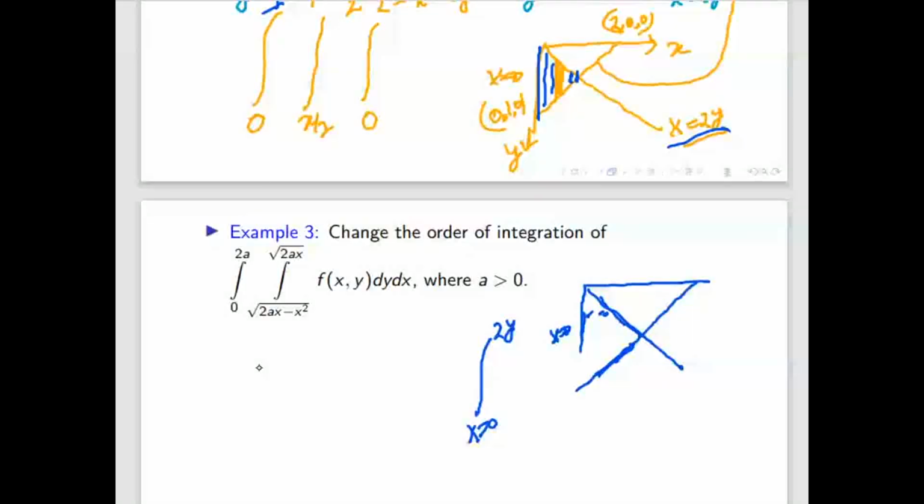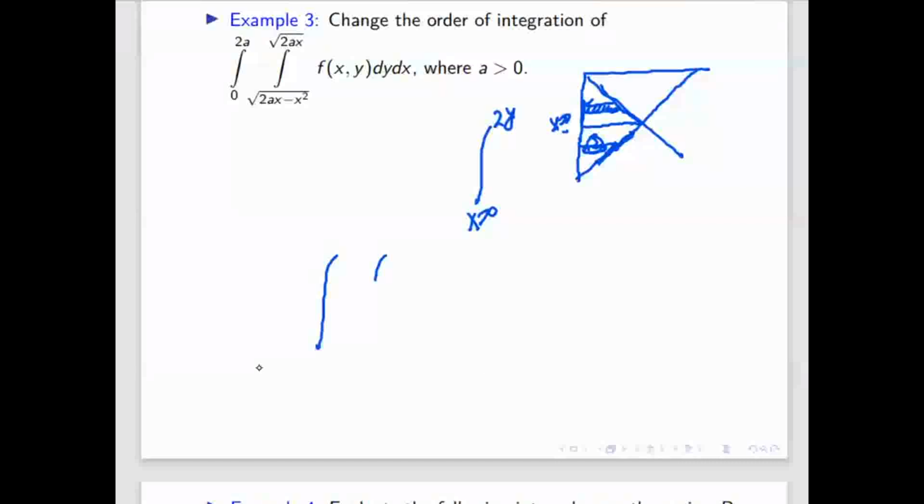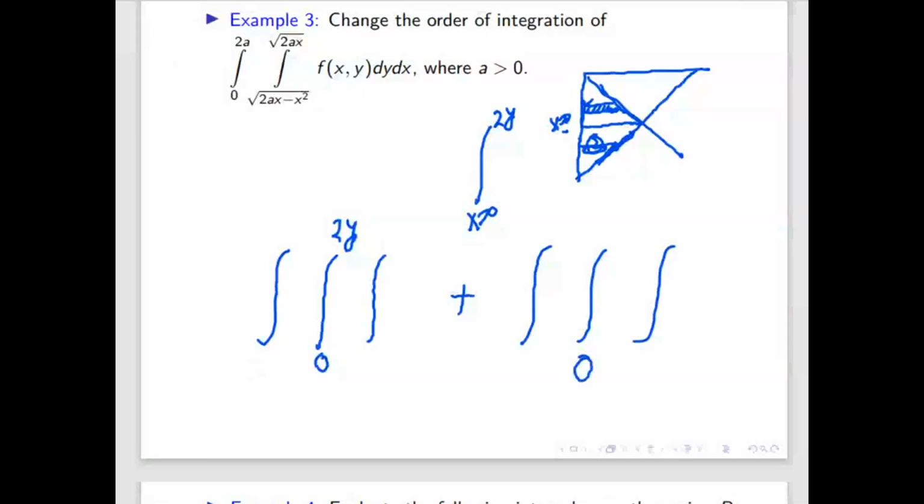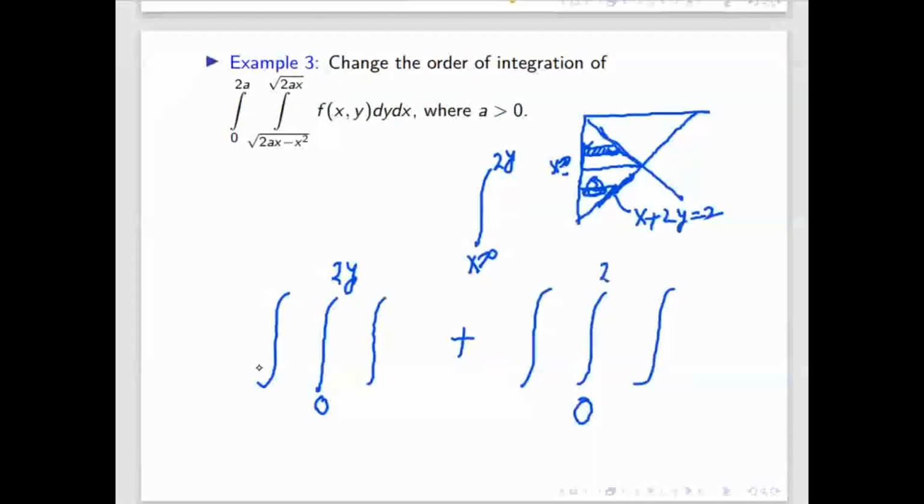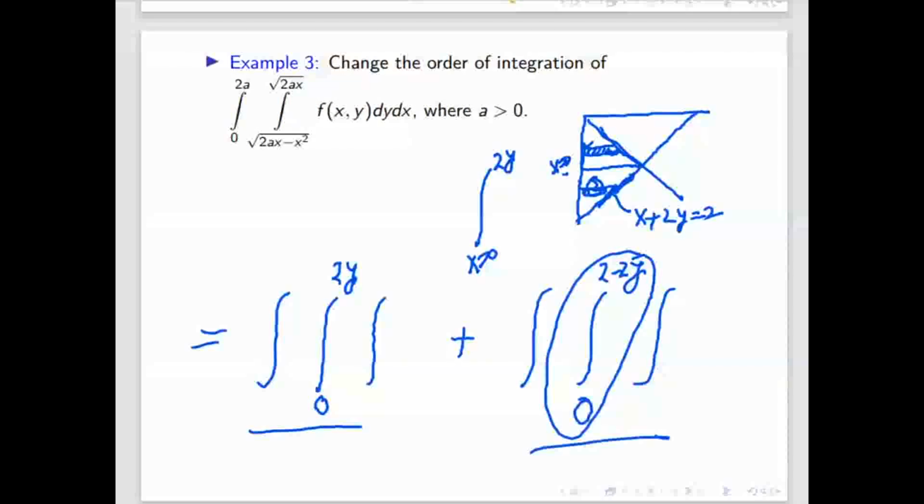So that means if you want to write like this, so this is z limit, this is x limit, then it will become something like this. So z limit is same x. So here x limit is from 0 to 2y for the upper region. For the lower region, it will start from 0, and this equation is x plus 2y equal to 2, so it will be 2 minus 2y. So in the upper region, this is the limit of x. In the lower region, this is the limit of x. So the overall volume will be the triple integral of these two different integrations.